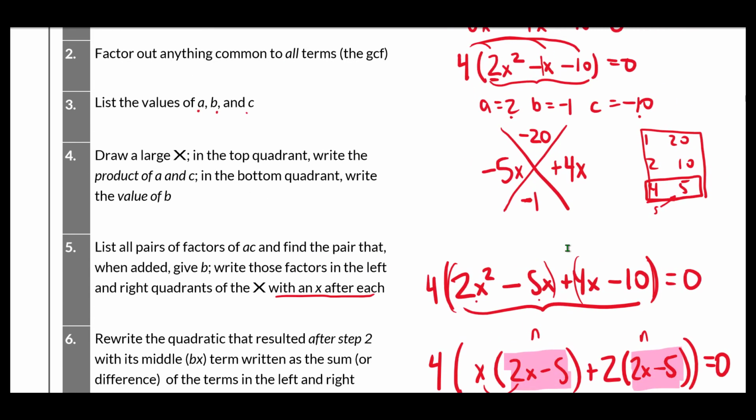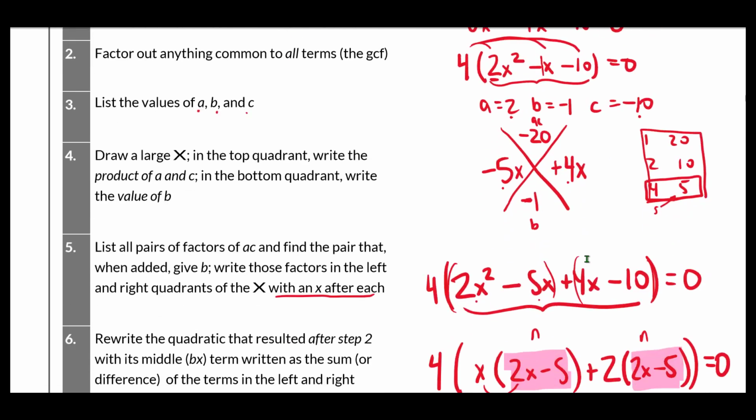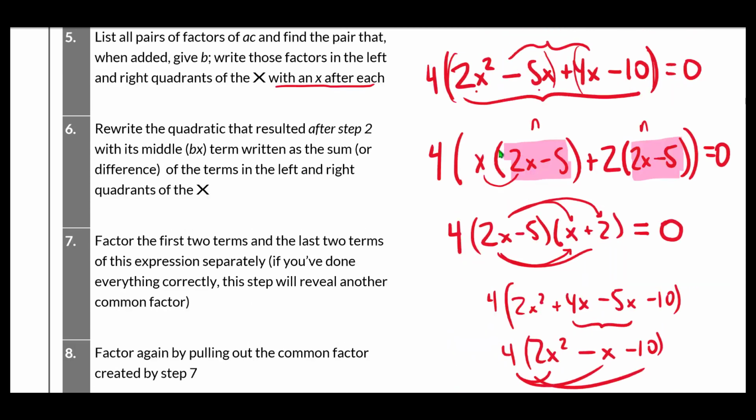So again, what you want to do is factor out anything that's common to all three terms, look at what trinomial results, write your a, b, and your c, draw your x, get your ac up at the top, get your b down at the bottom, find the two factors of the ac product that will add or subtract to give you b, rewrite the middle term as a sum or difference of the two items in the left and right quadrants of the x, and then factor by grouping. You take what is common to the first two terms, take what is common to the second two terms, pull those things out, and you will end up with a common factor. Factor one more time, and you should be done.